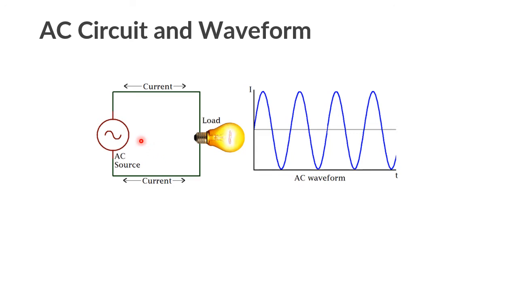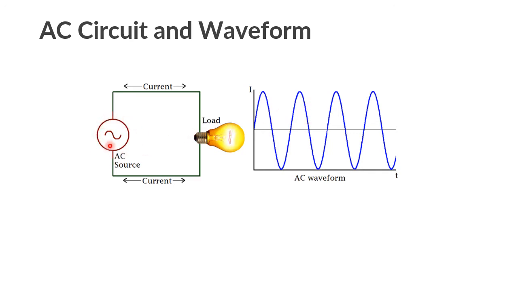In this lamp connection you can see that this is an AC source. Because of this AC source, we are getting a pure sinusoidal wave at the output. I am asking you why we are getting this pure sinusoidal wave. Because we are using an AC source.